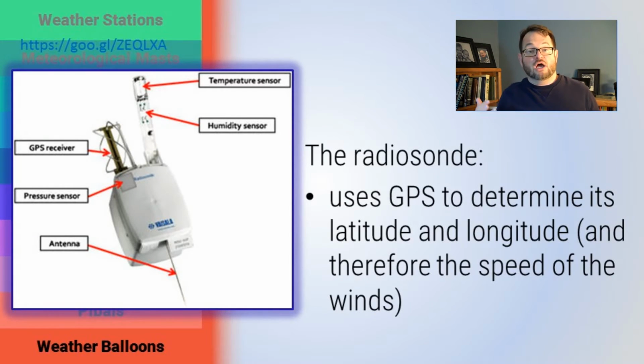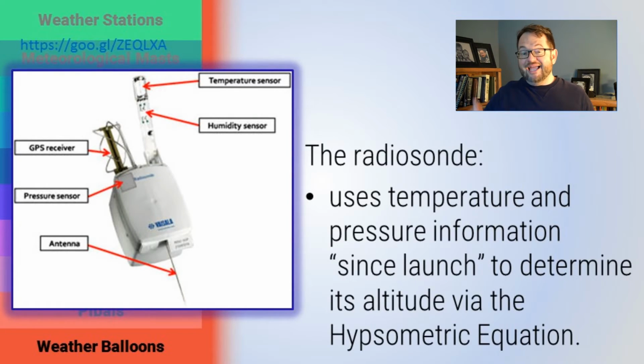Nowadays, modern radiosondes determine their winds using GPS. They measure their current latitude and longitude, therefore their position now, and then let's say 5 seconds from now they'll measure their latitude and longitude again, and based on their change in position with respect to time, they figure out the speed of the winds that the balloon is being pushed around by. Pretty straightforward. It's just done nowadays with GPS. The GPS does not actually determine the height of the balloon.